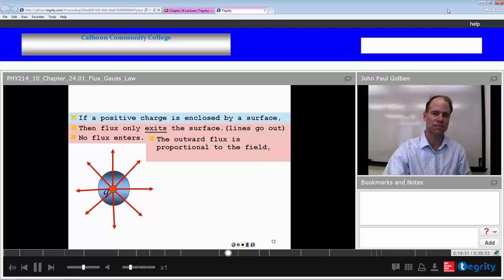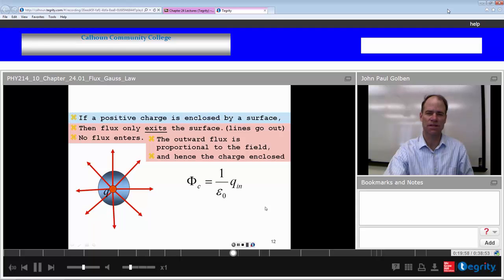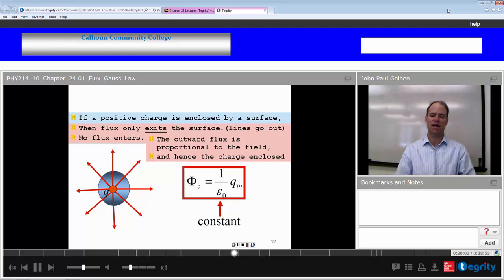This outward flux is proportional to the electric field, which in turn is proportional to the charge, because we know the field is equal to kq over r squared. So the field is proportional to the value of the charge inside. So we could say that the flux that goes through this surface is proportional to the charge inside. And for our proportionality constant, let's just choose 1 over epsilon naught. Why not? We're just going to select some kind of constant. It'll become important in a moment.